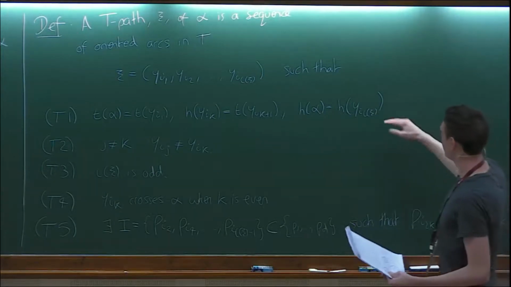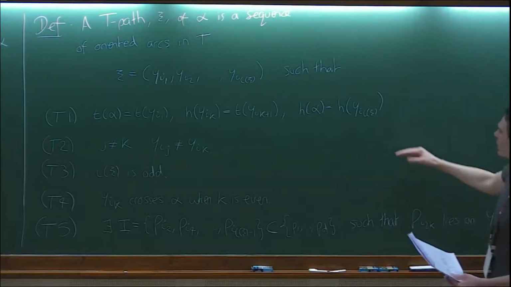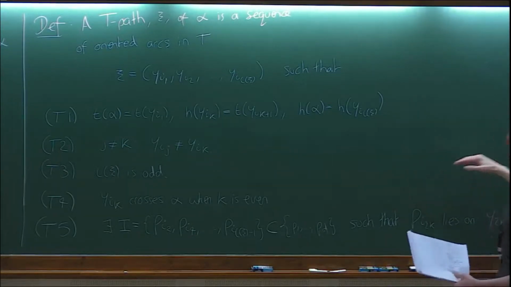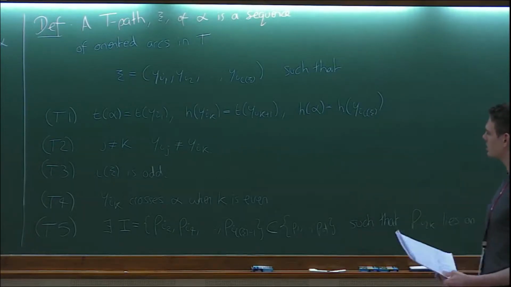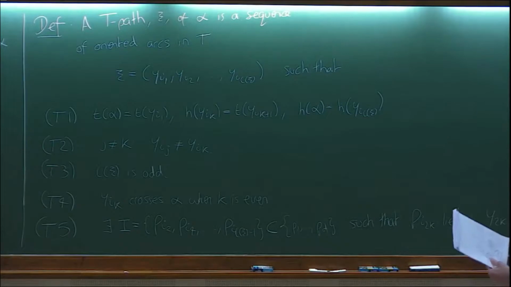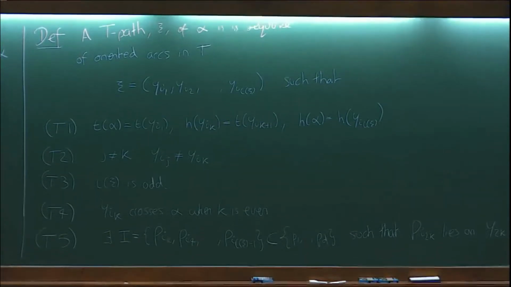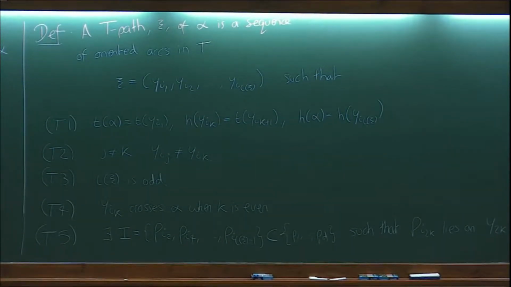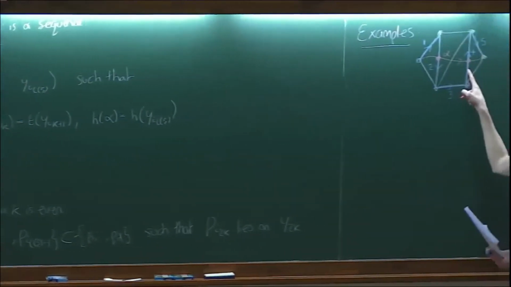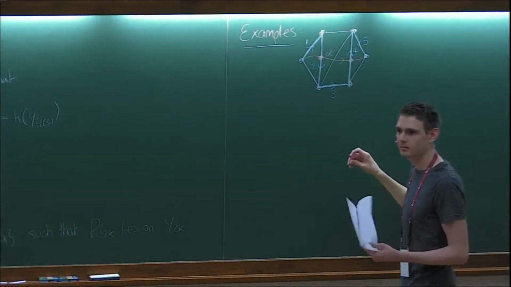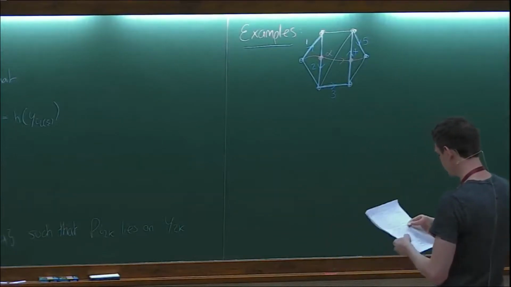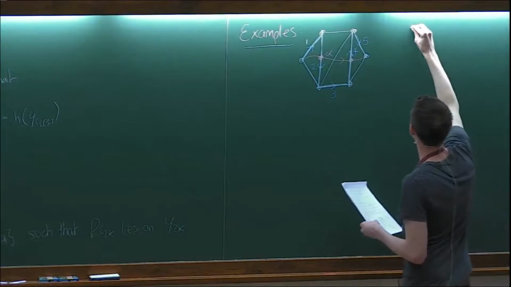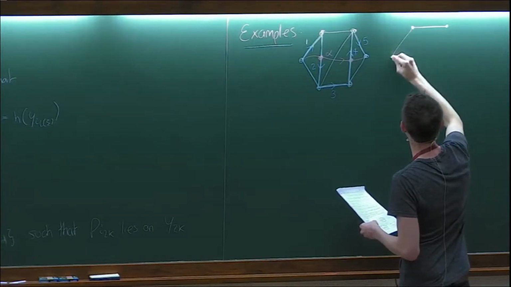So this is a valid t-path because it has this concatenation property. No arc appears more than once. The length is 5, so it's odd. The even arcs intersect the arc alpha, and this intersection property holds: this even arc appears before this one, and the intersection point appears before this intersection point, right? Is it clear? Okay. I'll do another example of what a t-path is, and then we'll get to the non-example.